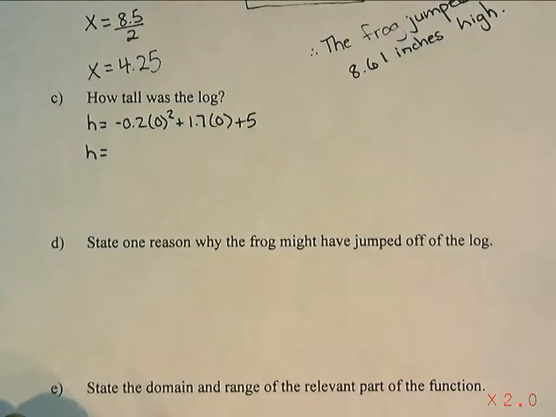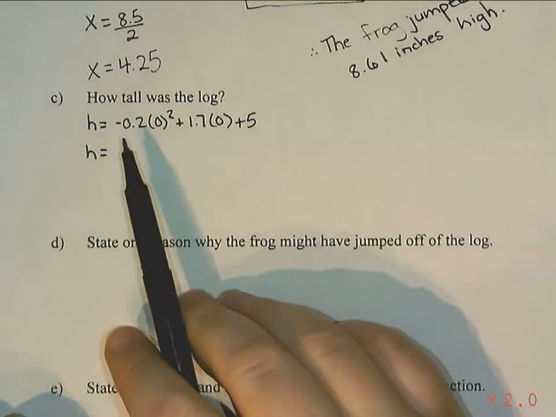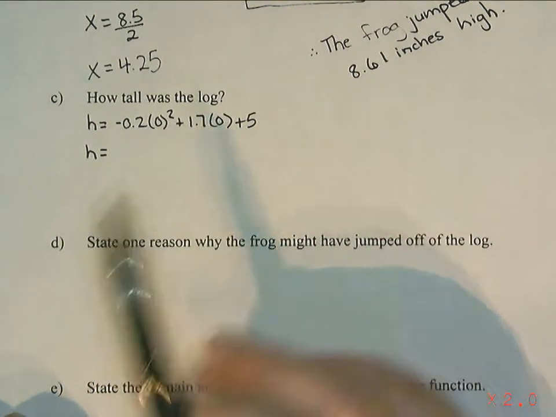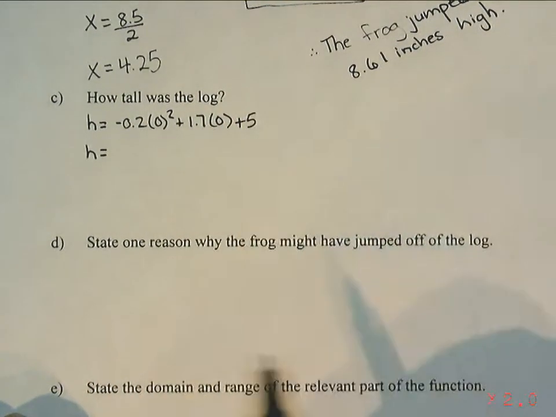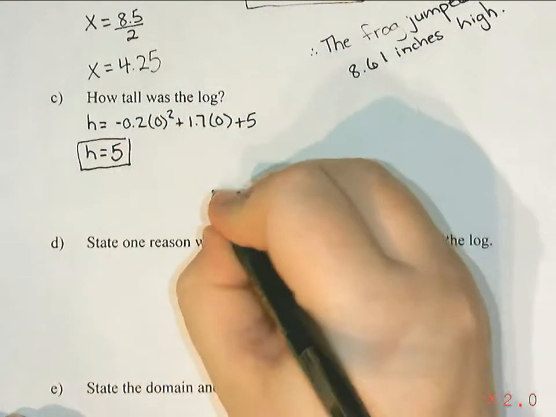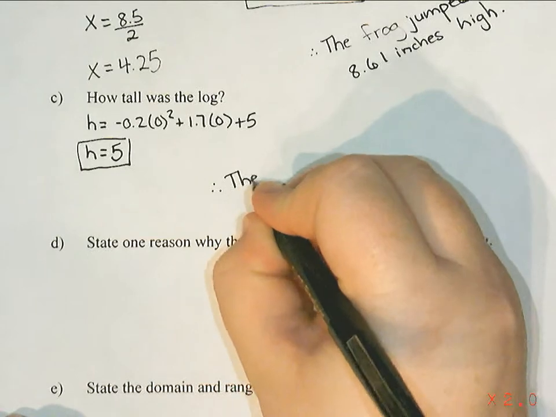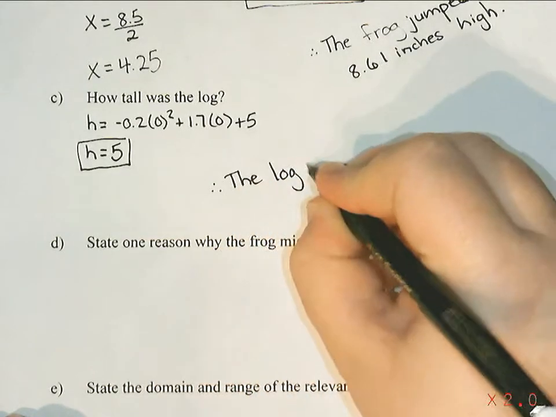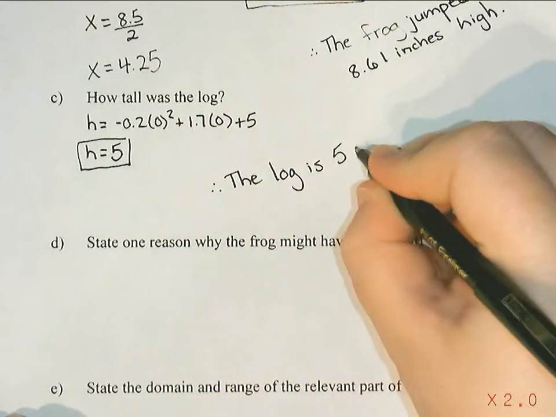Now 0 squared is 0, times negative 0.2 is 0. 0 times 1.7 is 0. So really all I'm left with is 5. So the log is 5 inches tall.